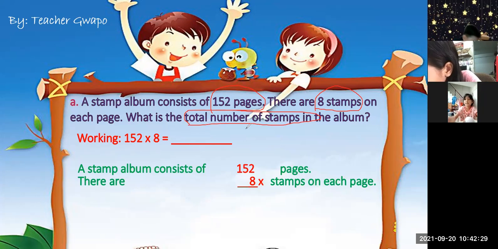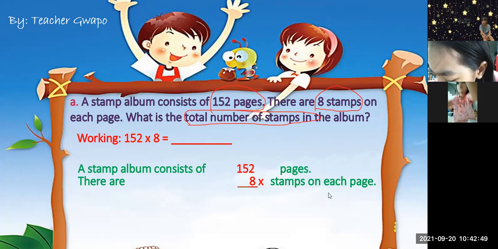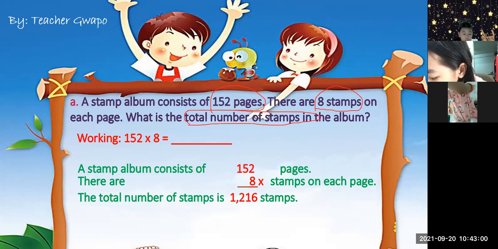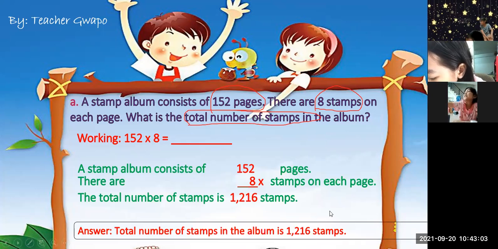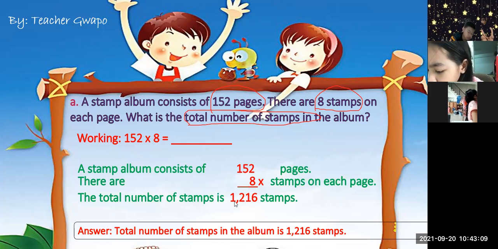Total number of stamps. How many stamps are there in the album? How many stamps are there all together? The total means all together. The number of stamps all together in 152 pages. Now you have to write there the total. So the total number of stamps is 1,216 stamps. So the answer is here, the color red.